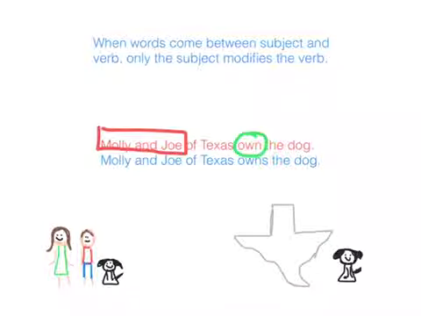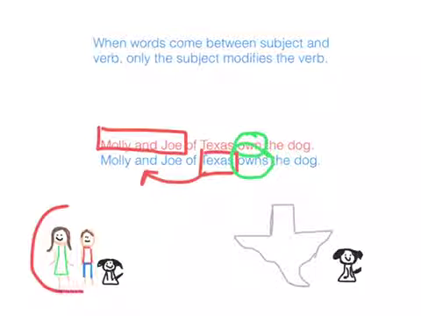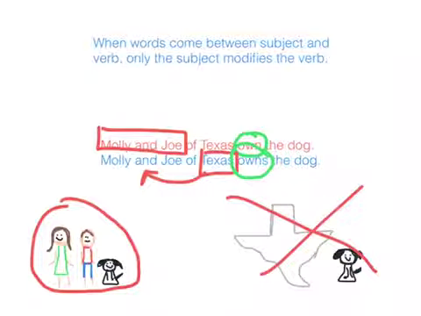That's the correct way to do it, but I've also included a way that might be a little bit more confusing. The sentence I included was Molly and Joe of Texas owns the dog. What happened here was the subject was incorrectly chosen as Texas owns the dog. And that's not correct. The subject is Molly and Joe. So it's correct that Molly and Joe own the dog. Texas does not own the dog. That wouldn't make sense. So when you're learning this, it's important to practice with a couple of sentences to make sure that you're only letting the subject modify the verb.